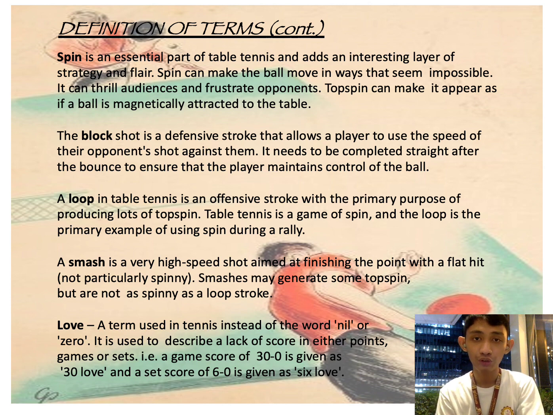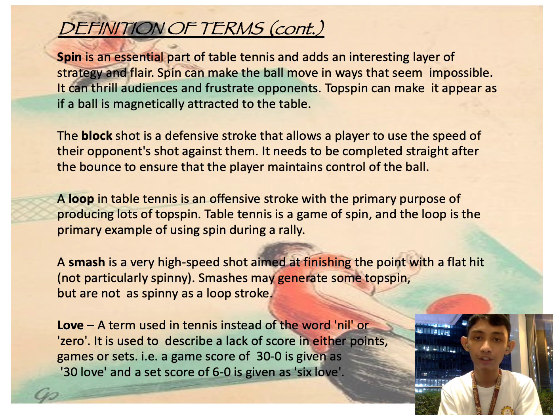Spin is an essential part of table tennis and adds an interesting layer of strategy and flair. Spin can make the ball move in ways that seem impossible. It can thrill audiences and frustrate opponents. Top spin can make it appear as if the ball is magnetically attracted to the table. The block shot is a defensive stroke that allows a player to use the speed of their opponent's shot against them.